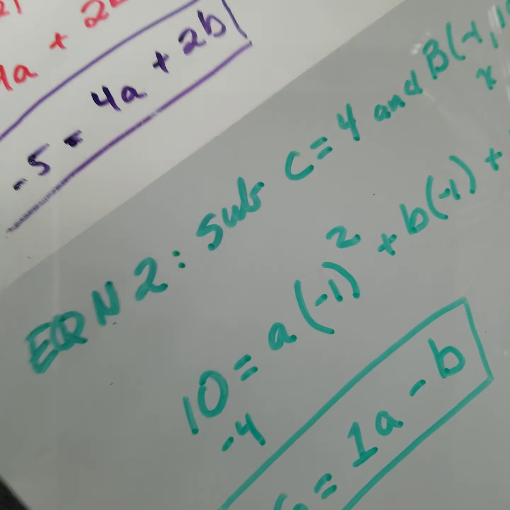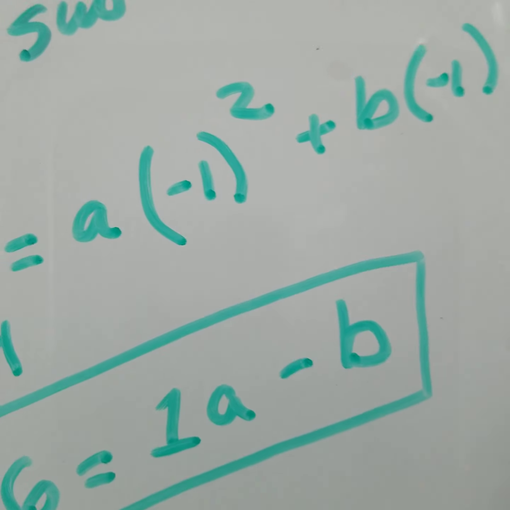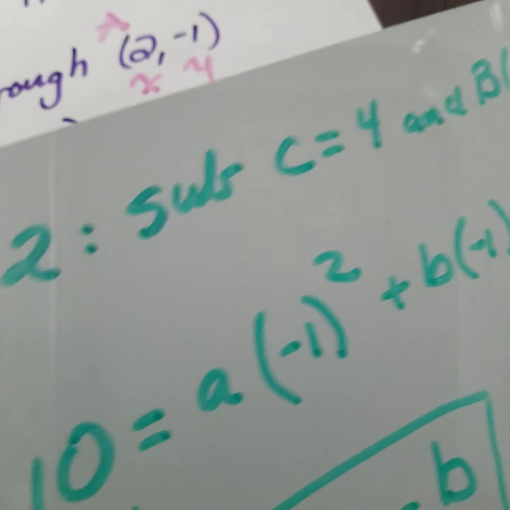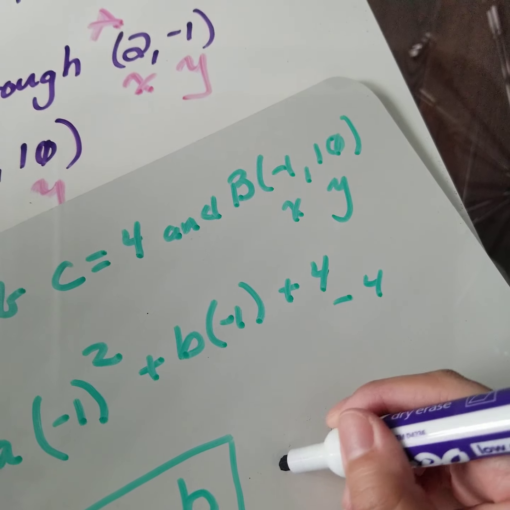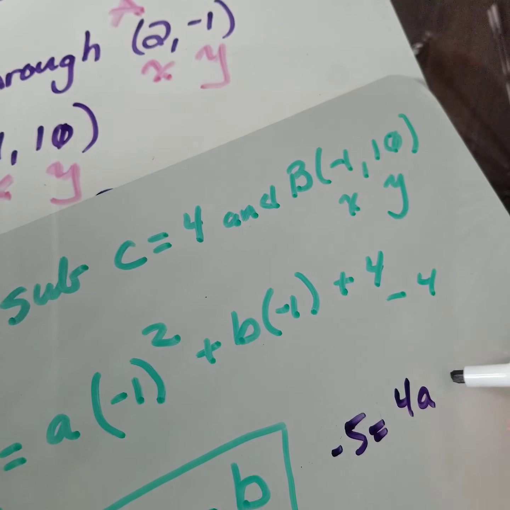So let me write the purple one on this same sheet here. So we can see them side by side. Negative 5 is equal to 4a plus 2b.